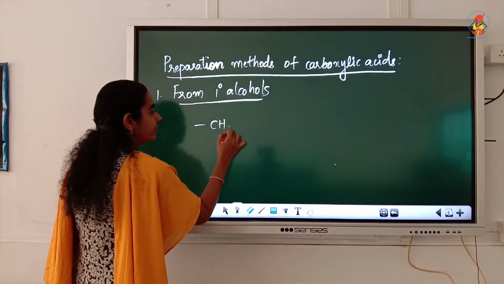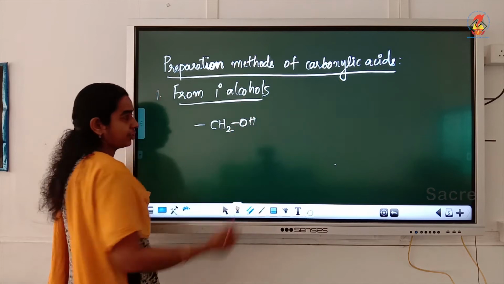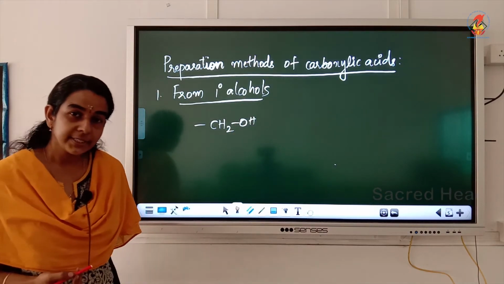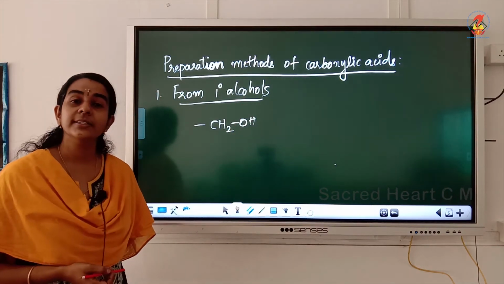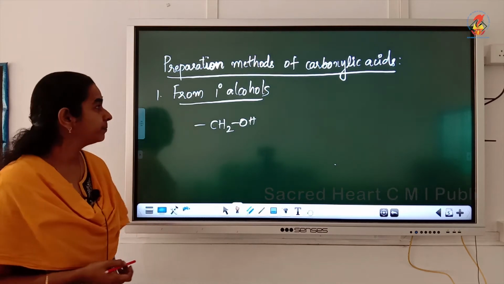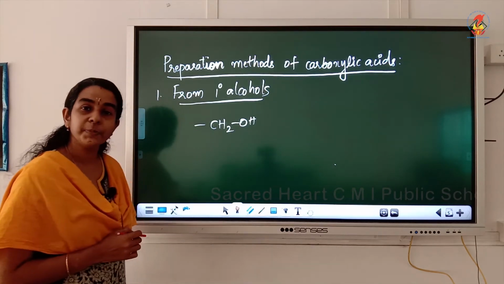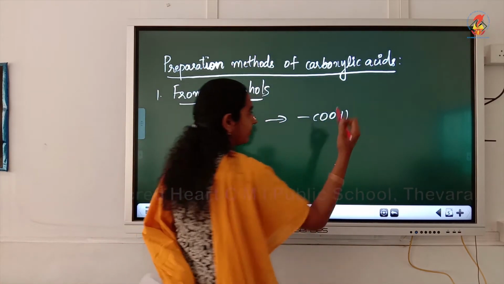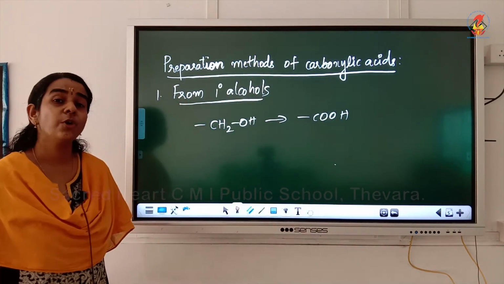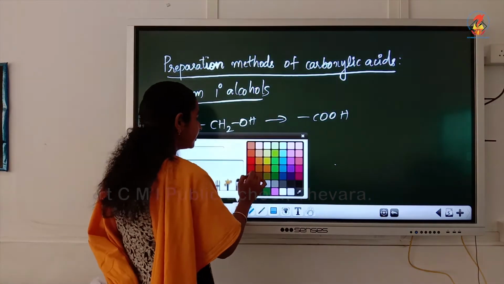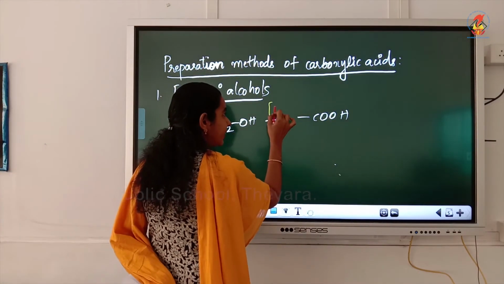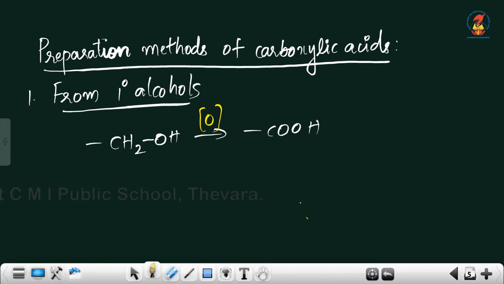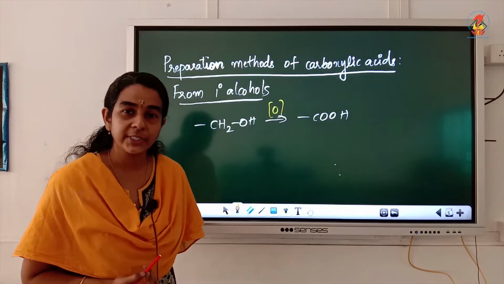It is CH2OH. General representation of a primary alcohol is CH2OH. How can we convert this primary alcohol to carboxylic acid? Yes, we have already studied about this: by oxidation. Primary alcohols on oxidation, using strong oxidizing agents, we get carboxylic acids.